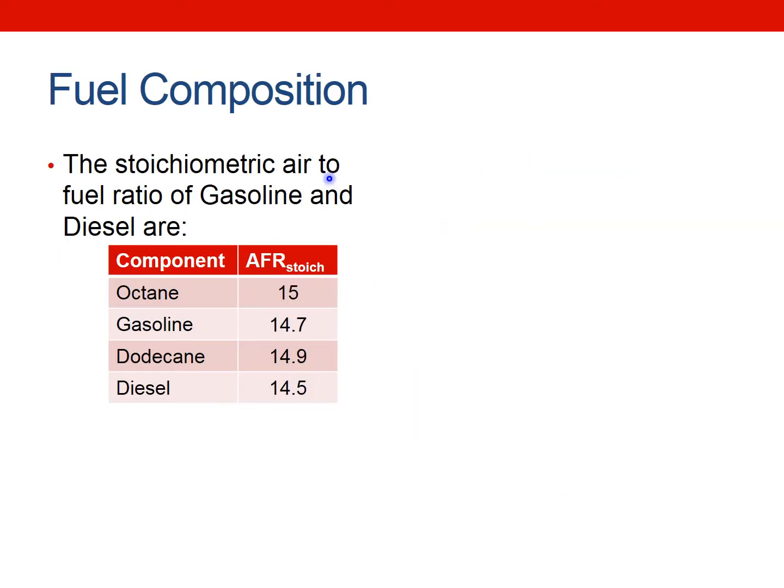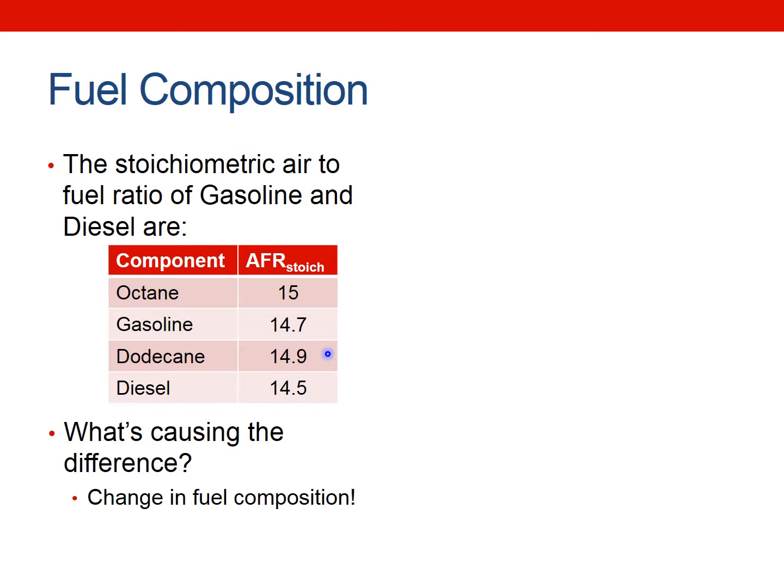Okay, so what we're saying is the stoichiometric air to fuel ratios for gasoline and diesel. So for octane, as I said, it's around 15, dodecane it's just under. But when you work it out for gasoline, it is different to what you get for octane, and likewise diesel is different to dodecane. Now what can be causing these differences? We said that octane is similar in nature to gasoline and dodecane is similar in structure to diesel. Well, the difference is a change in fuel composition.